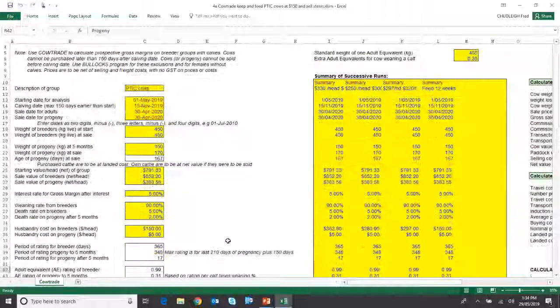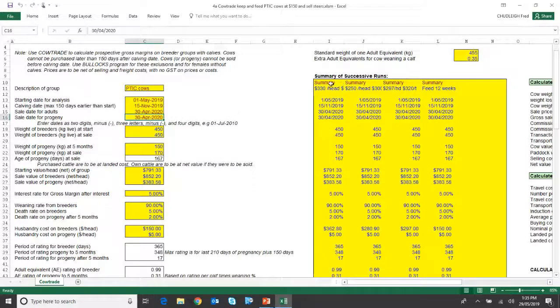So we can see here, it's a description of the group. We've got dates. So the starting date is the 1st of May when we're going to make a decision about what we do with these cows. The calving date, if we hold them, is about the 15th of November. The sale date for the adults is the 30th of April 2020. So it's this 12-month period where we're thinking about if we hold them or sell them, how do we value them in? How do we value the cost of holding them? How do we value the cost of buying them back?